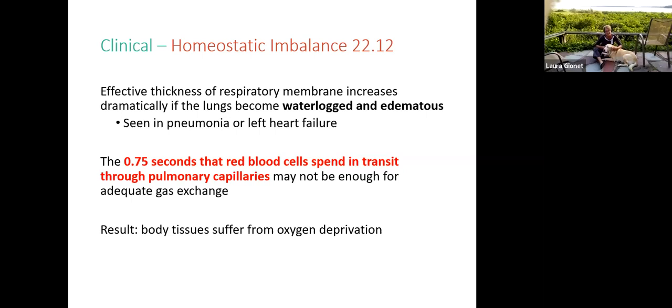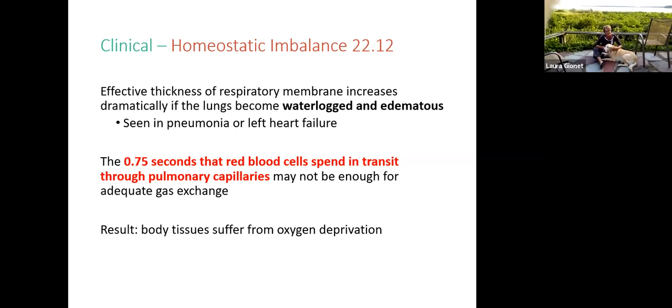Well, if you're only losing fluid at the capillary bed because there's a blockage on the venous side of the capillary, into the veins, to the left atrium, to the left ventricle, then the fluid accumulates there. And that's what can happen with left heart failure.